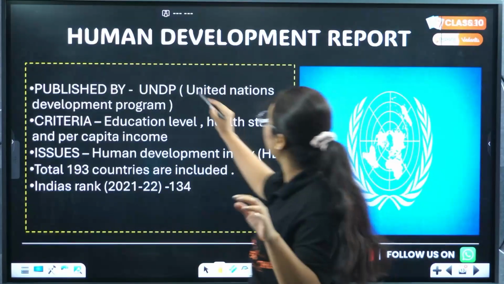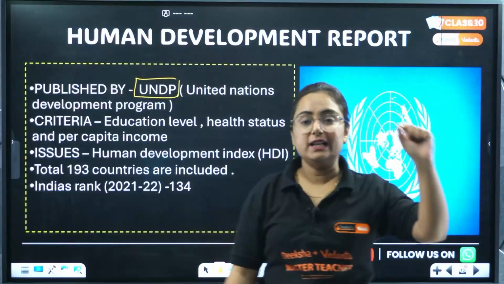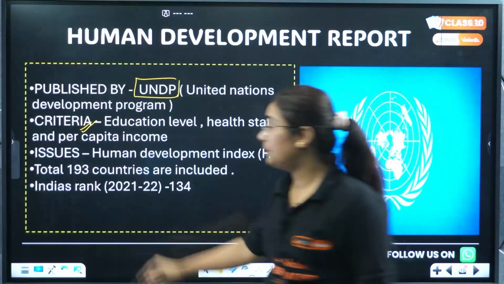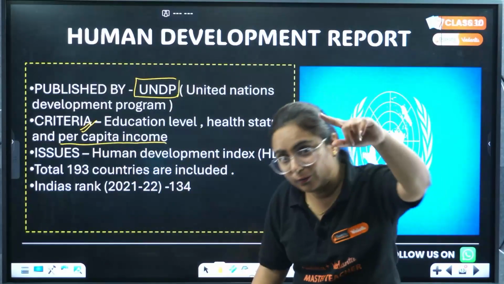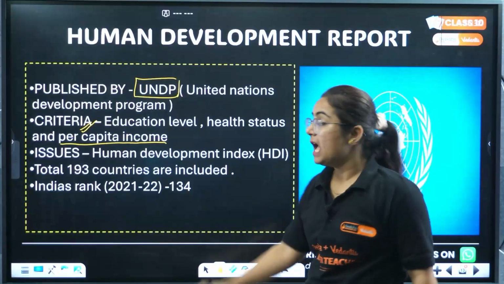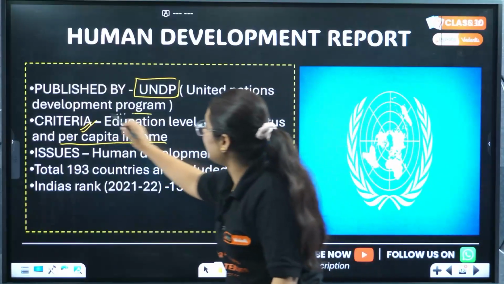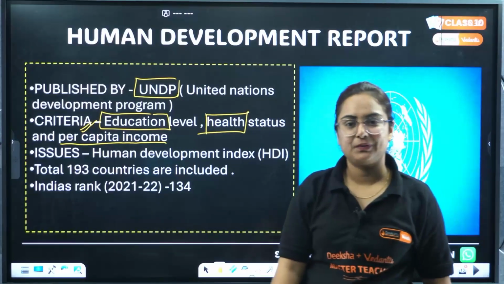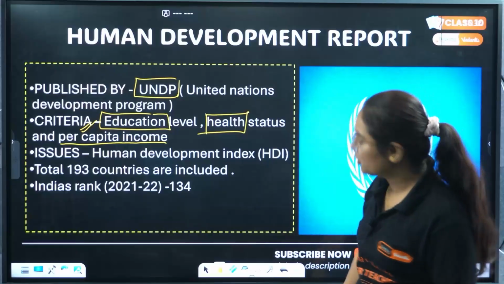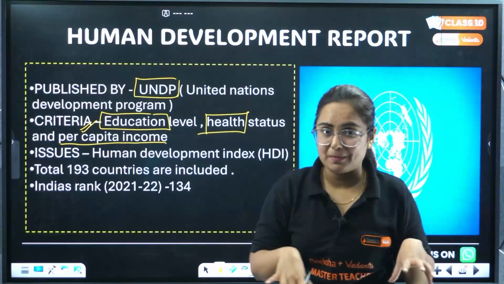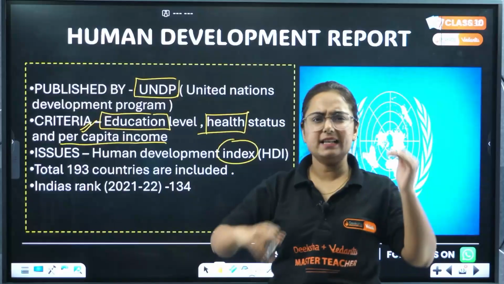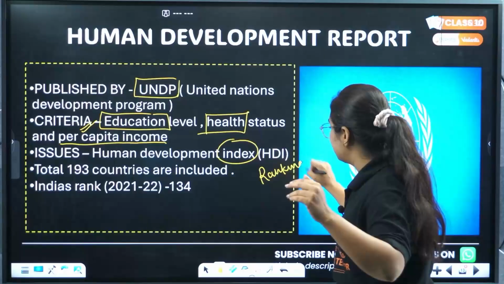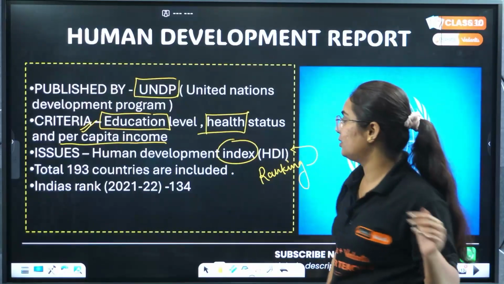It is published by an organization, UNDP, United Nations Development Program, and here the criteria is changed. Along with per capita income, which was the criterion of the World Bank, the criteria should also be education level and health status. In this report, what they prepared is an index. Index means a list of countries ranked: first number, second number. That is known as an index.